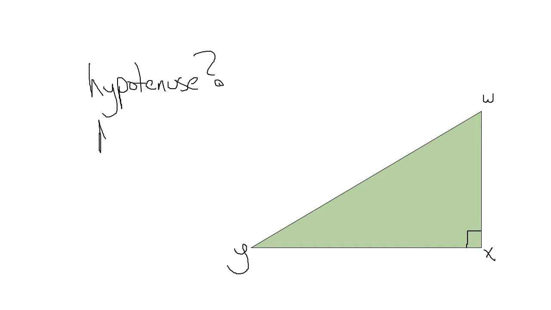Now before we go on, I just want to check and make sure that you know what you're doing. So this particular triangle, let's call this triangle WXY. Okay, of these three sides, and here's my right angle, of these three sides, which side is the hypotenuse? Is it A, side WY? Is it B, side WX? Or is it C, side XY?